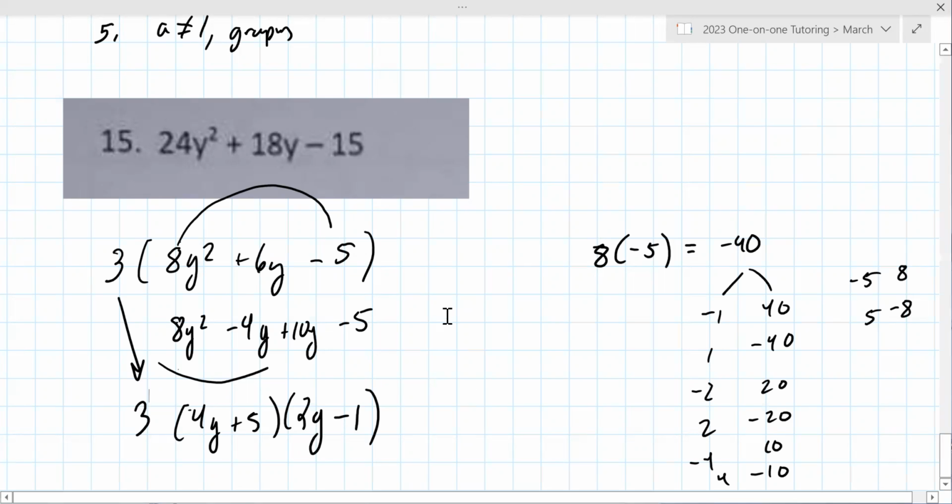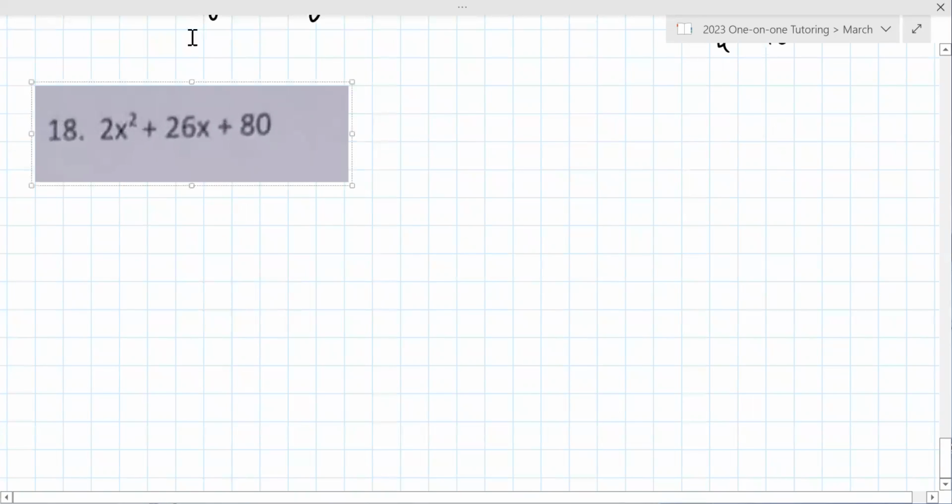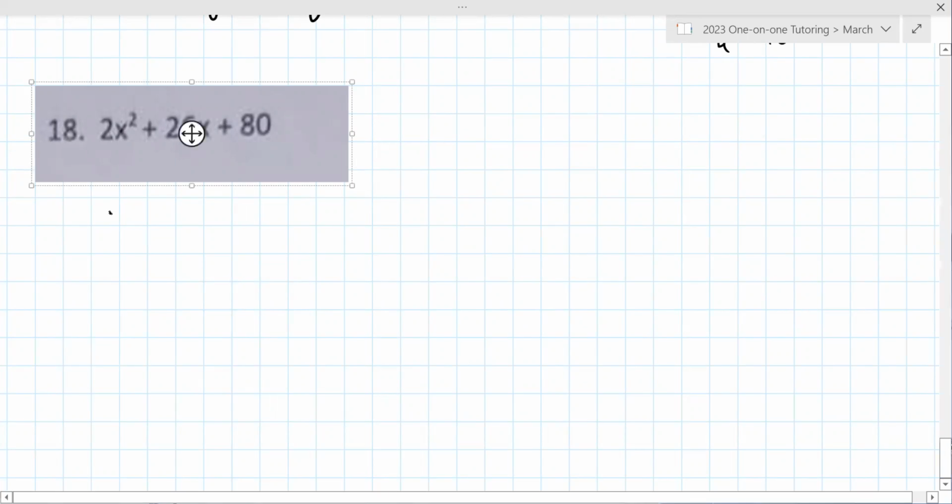All right, any questions on that one before we move to another? No. We're going to do 18 next. We'll come back to do the other two, but it's more like 15. Again, you always look for GCF first. Is there a GCF in this problem? Is there a number that goes into all three? 2. So this becomes x squared plus 13x plus 40.